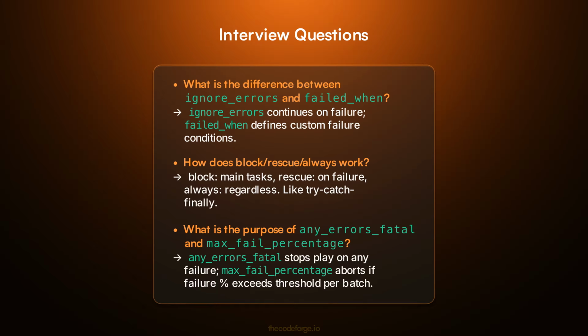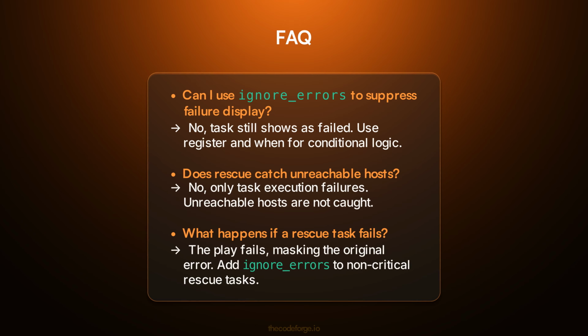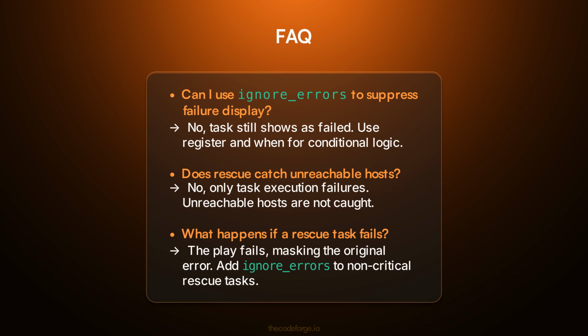What is the purpose of any_errors_fatal and max_fail_percentage? any_errors_fatal stops the play on any failure. max_fail_percentage aborts if the failure percent exceeds the threshold per batch. And a few frequently asked questions. Can I use ignore_errors to suppress failure display? No, the task still shows as failed. Use register and when for conditional logic.